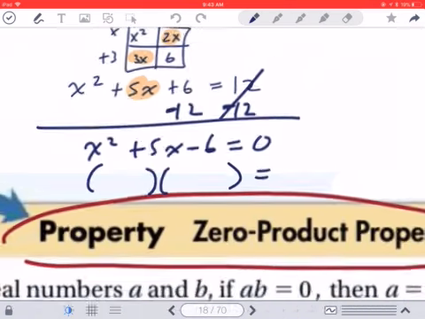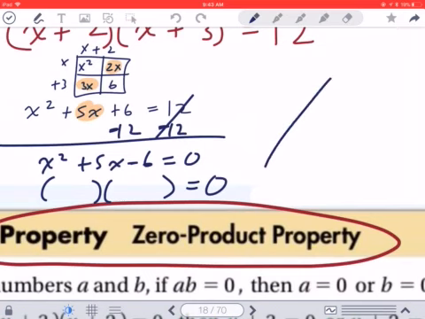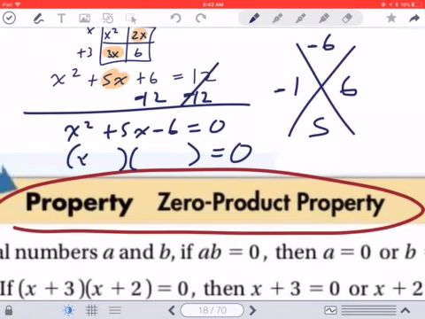So I've got what multiplies to negative 6 and adds to 5. Well, that's going to be negative 1 and a positive 6. So then I have x minus 1, and I have x plus 6. All right? Negative 1 times 6 is negative 6, and negative 1 plus 6 is 5. So I know that works there.